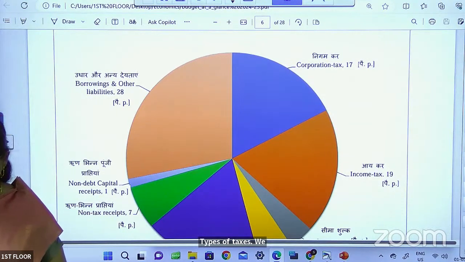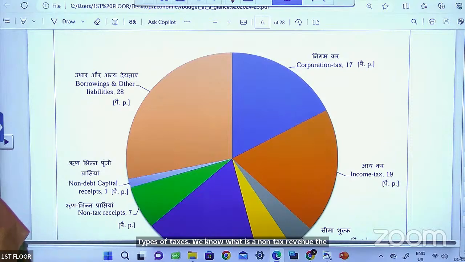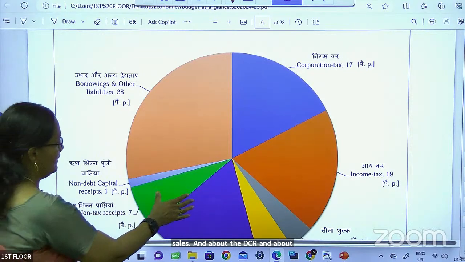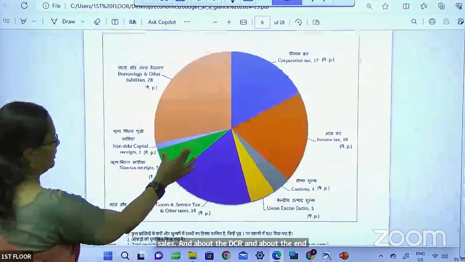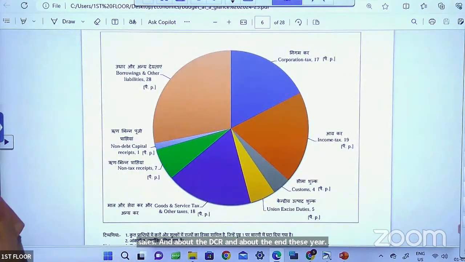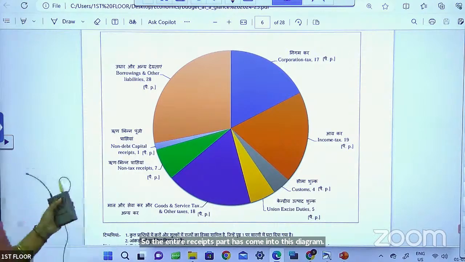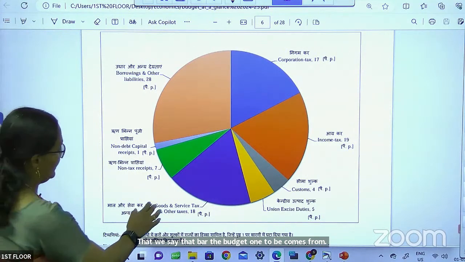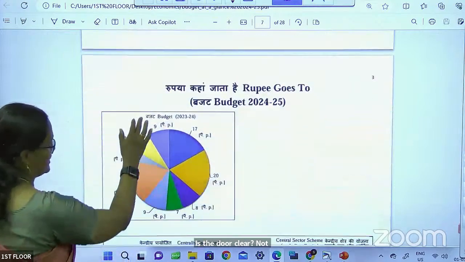So we have given you an order for the types of taxes. We know what is a non-tax revenue receipts and about the DCR and about the NDCR. So the entire receipts part has come into this diagram where we say that where the budget 1 rupee comes from. Is it all clear? Now we will see how the government is spending.